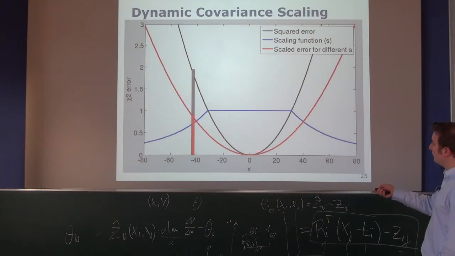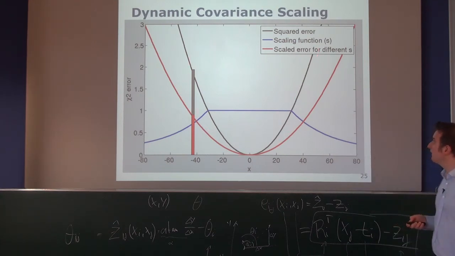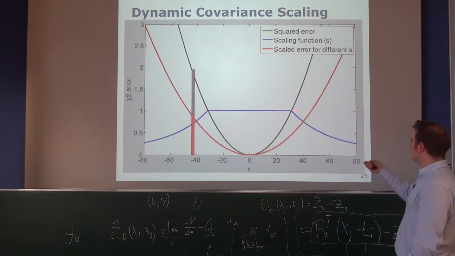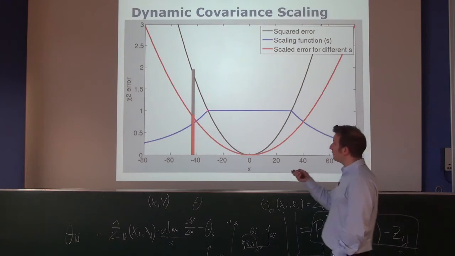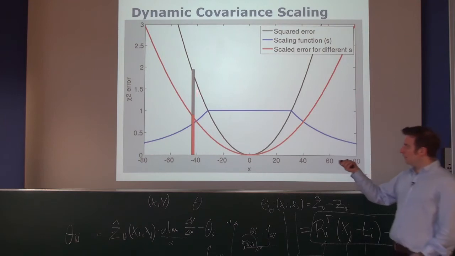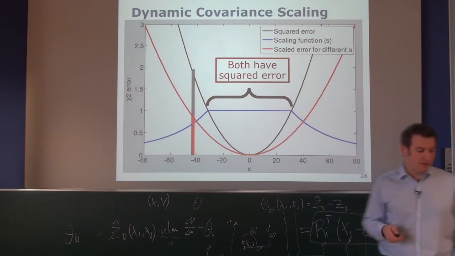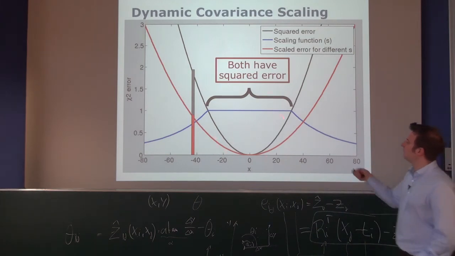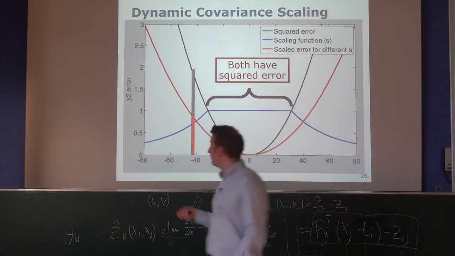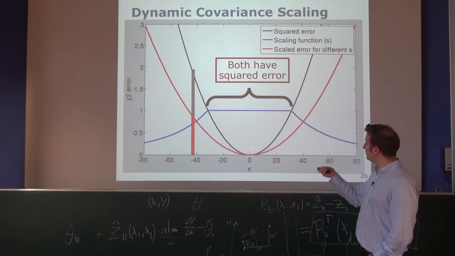the black curve is the parabola which results from the squared error. This is the value of this scaling function s. And the red curve is kind of the scaled error, so taking the black curve multiplied with the corresponding blue value over here. So in this area, kind of the core center of attraction, both perform equally well because there's no scaling involved.